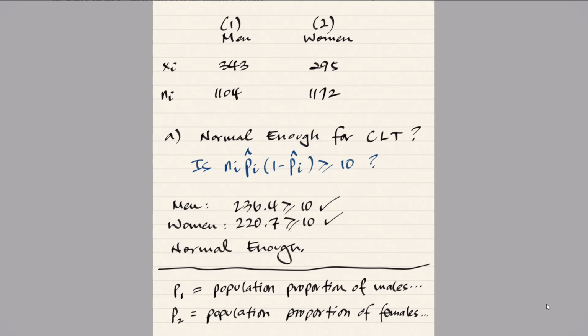I've introduced a little bit of notation down here at the bottom. Notice P sub 1 is the population proportion of males who prefer brand name over-the-counter drugs, and P sub 2 is the population proportion of females who prefer brand name over-the-counter drugs. And so we want to translate what we saw in the book to an alternative hypothesis and a null hypothesis using that notation.